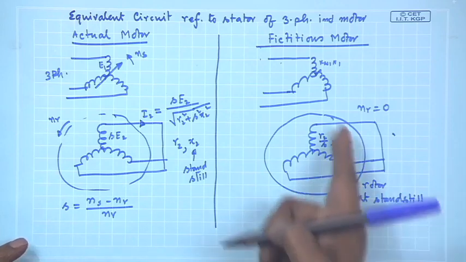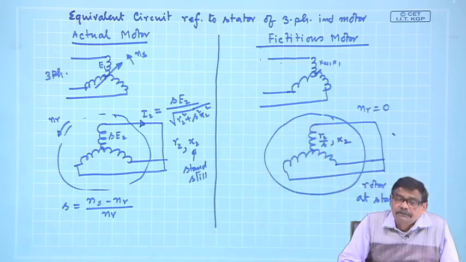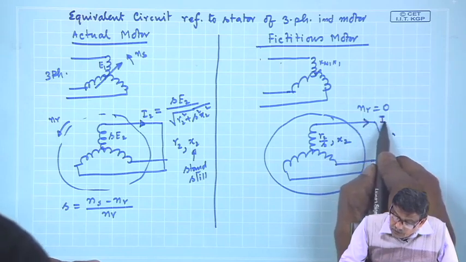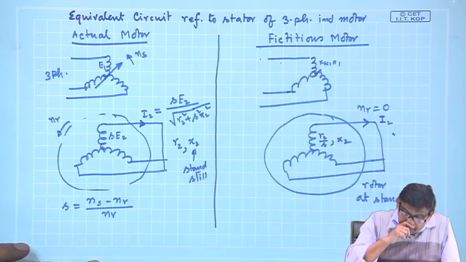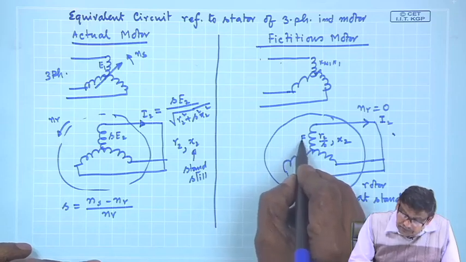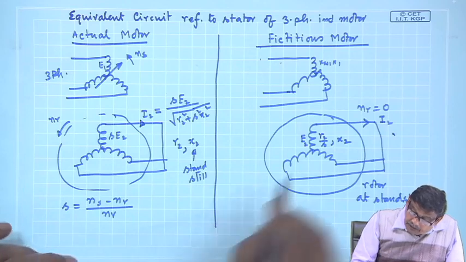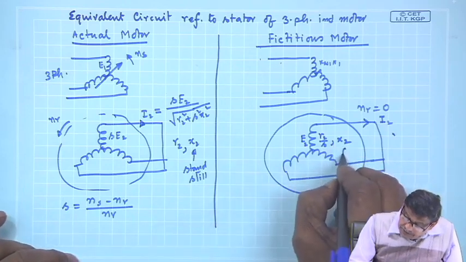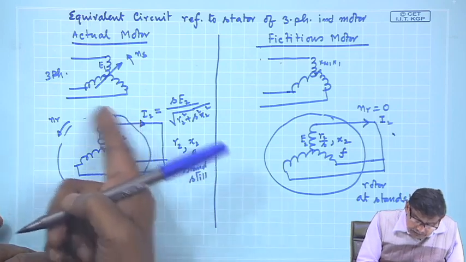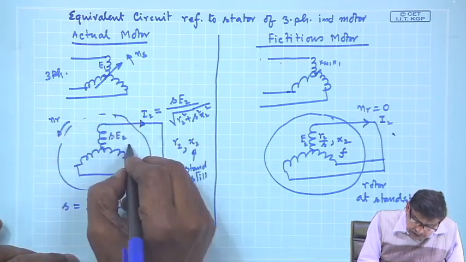So this motor is at standstill. What will be the RMS value of the current? What will be the induced voltage? The induced voltage here will be E2 only. What will be the frequency of the current? f only, because it is at standstill. And what about the frequency of the rotor current in the actual machine? sf.